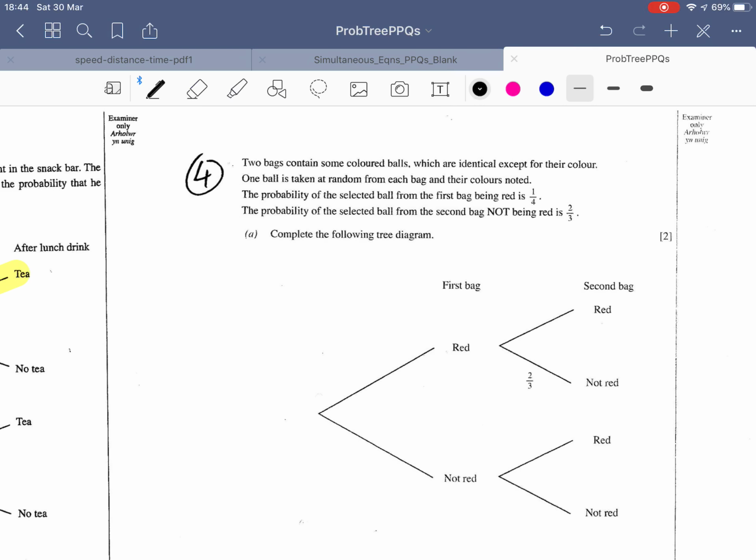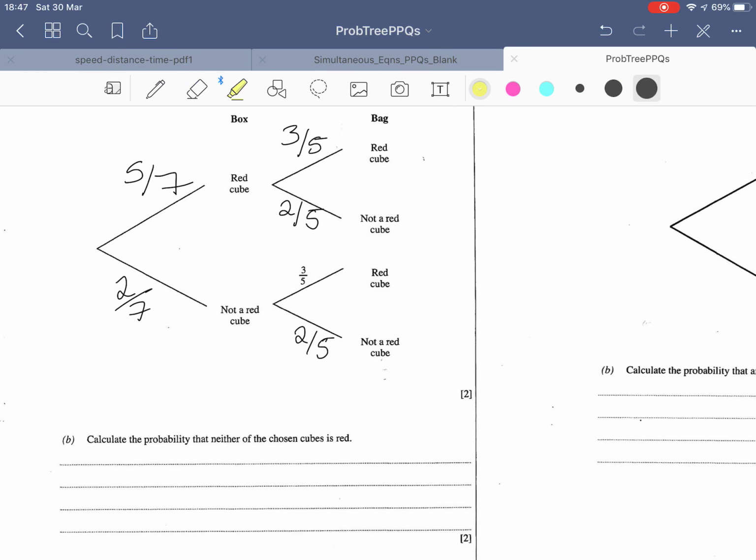Alright, question bit. Calculate the probability that neither of the chosen cubes is red. So we don't want a red, we just want not a red and not a red. So we want 2 out of 7. Don't forget and means times, 2 out of 5. So 2 times 2 is 4, and 7 5s are 35. So it's 4 out of 35.